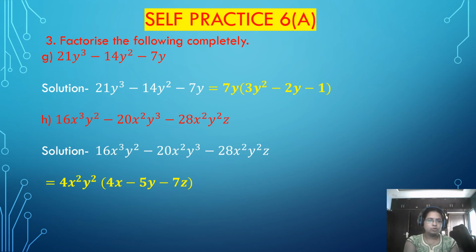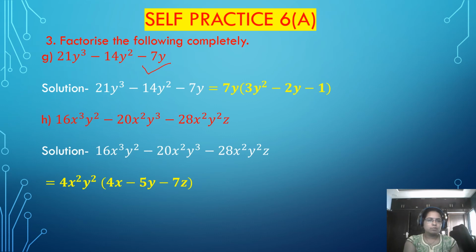Now we solve question number G. 21 y cube minus 14 y square minus 7y. Here 21 is 7 multiplied with 3, 14 is 7 multiplied with 2, and 7 is 7 multiplied with 1. And y cube is y multiplied with y square, y square is y multiplied with y, and y is y multiplied with 1. So here 7 and y is the common factor, 7y is the common factor.